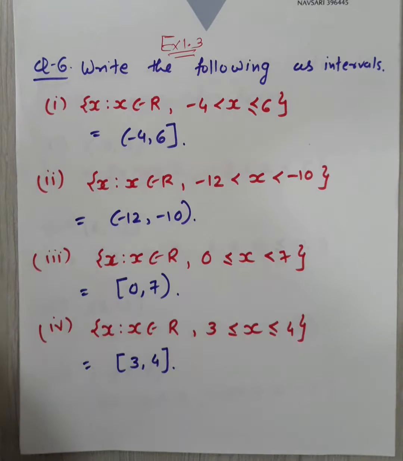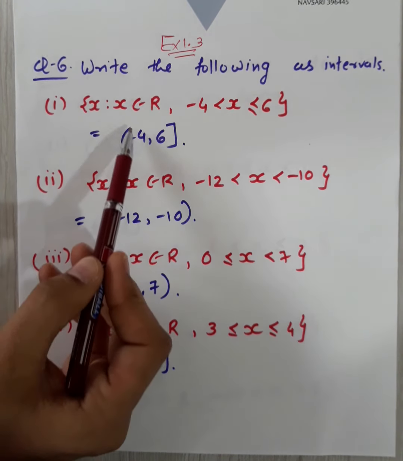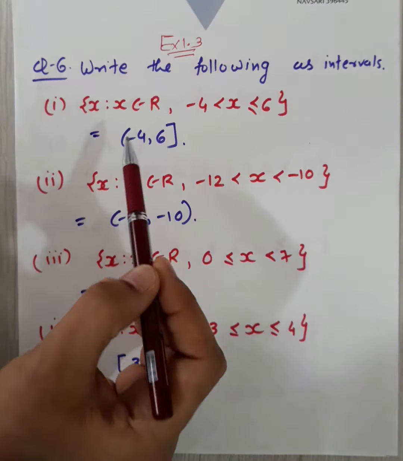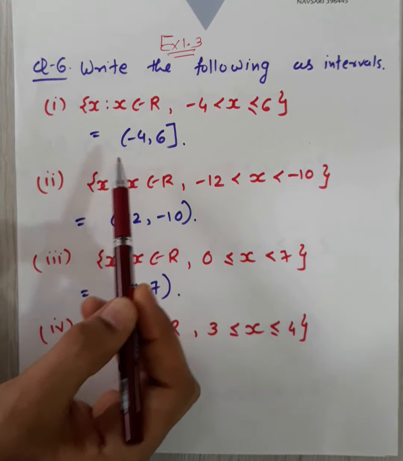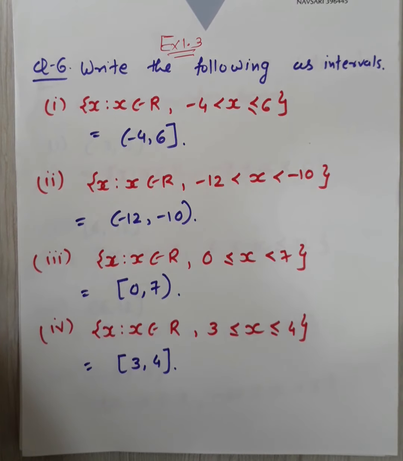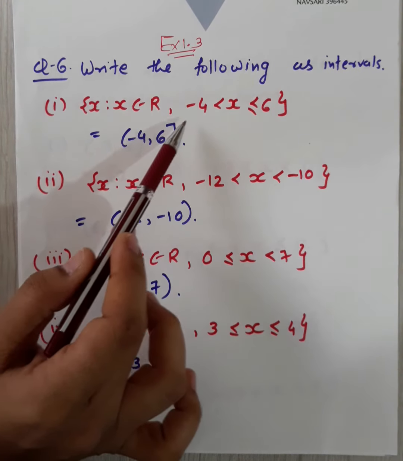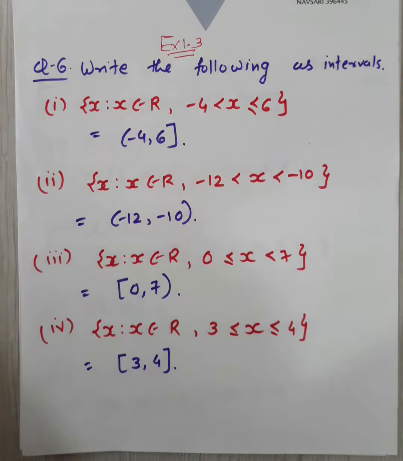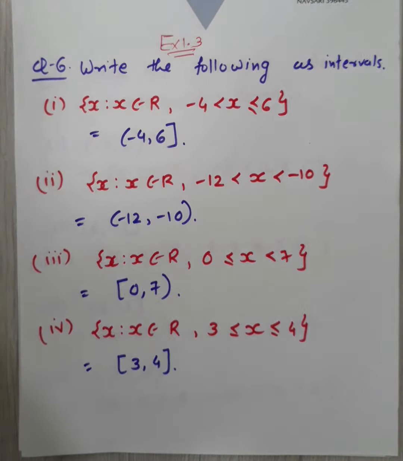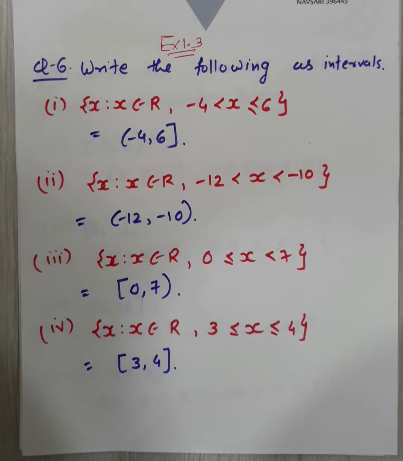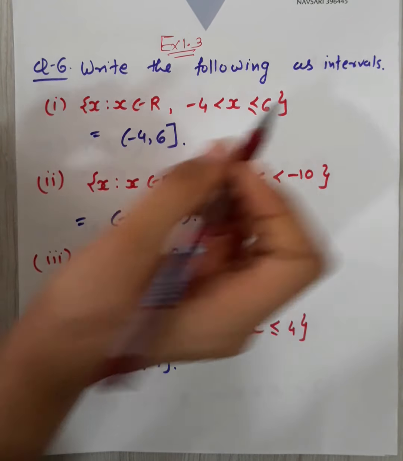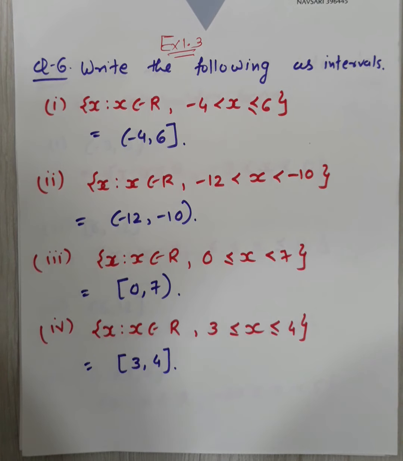We know about the intervals, closed interval and open interval, right? If there is a parenthesis, then -4 is not included, and this is a square bracket. If a square bracket is there, it means 6 is included, and we have to consider 6 in our interval. Now here you have been given different set builder forms. This is the set builder form, this is your question. So you have been given set builder form, and now you have to write it in interval form.